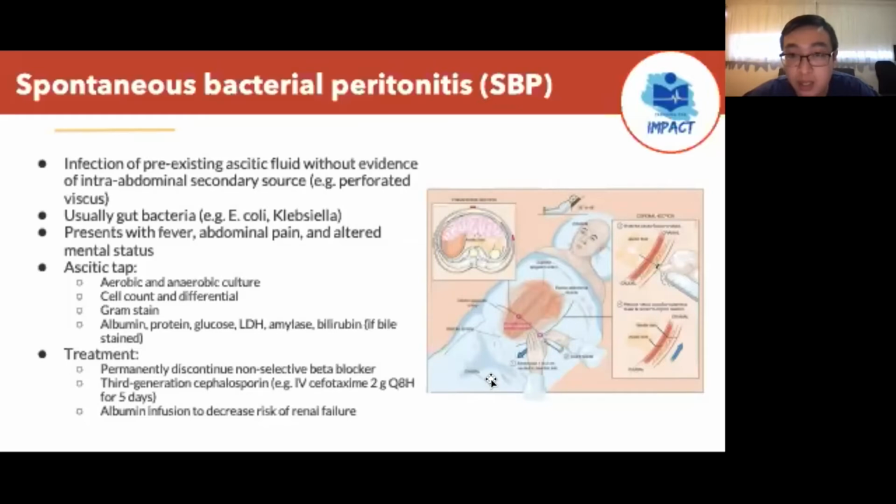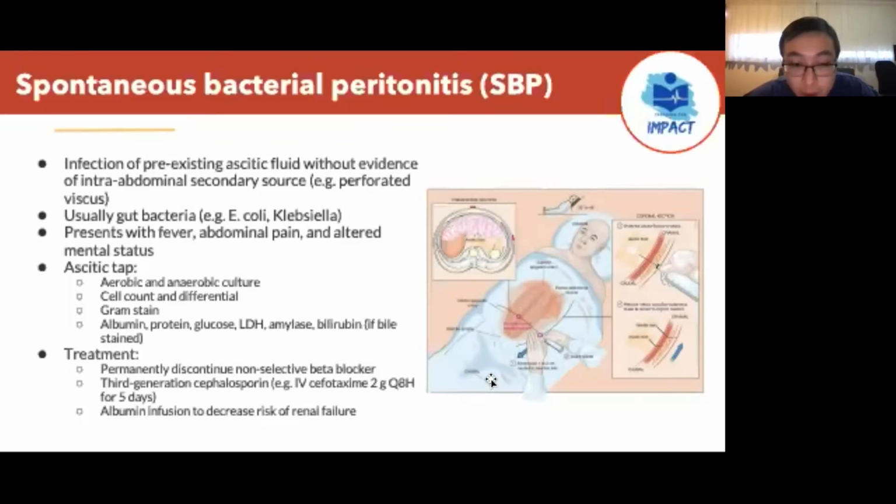The second component is that obviously, you have an infection, usually a gram-negative rod infection in the acidic fluid. So you do the acidic tap first, and then start the patient on usually a 3rd-generation cephalosporin that has both good gut coverage of things like E. coli and Klebsiella, and also is able to achieve good acidic fluid levels as well. And usually the treatment that we put patients on is IV cefotaxime.